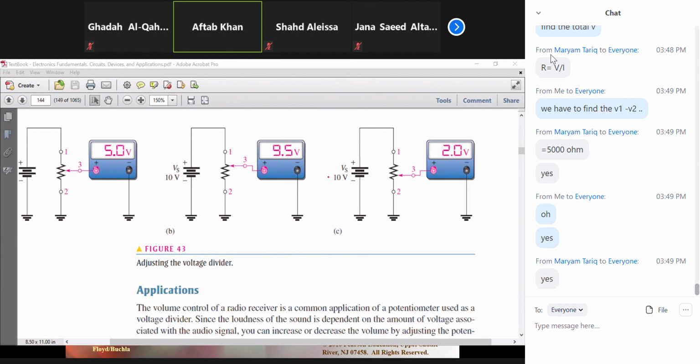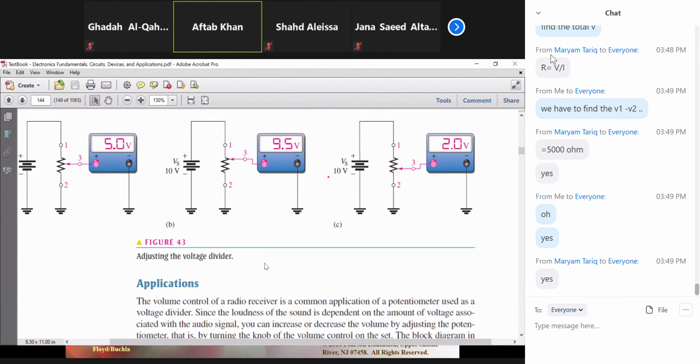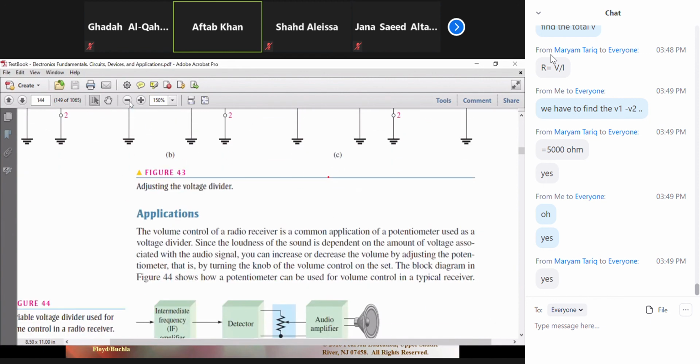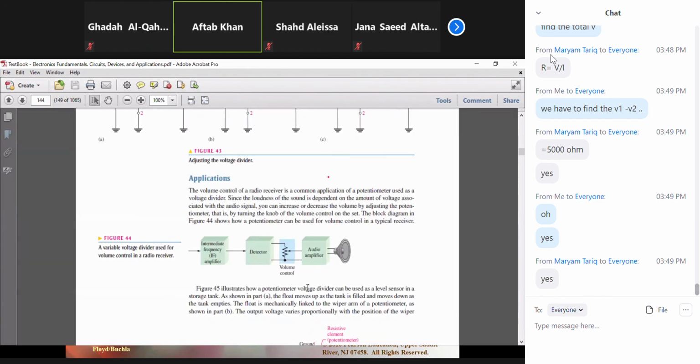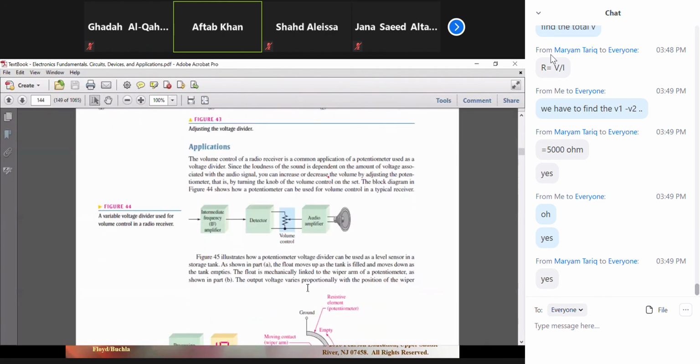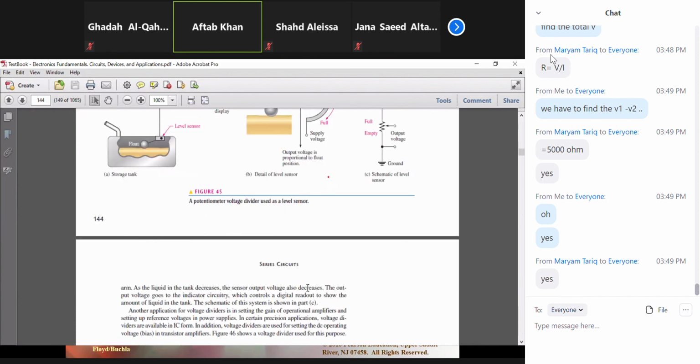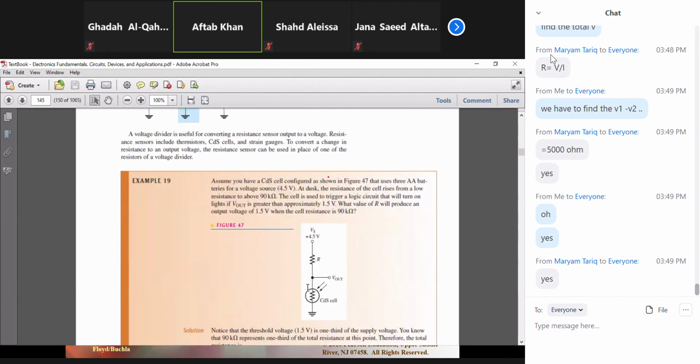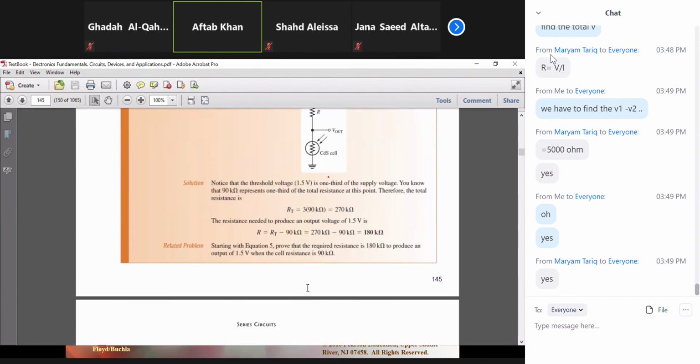Right. So they are also telling here the applications. What are the applications of this potentiometer? So the application is here. We use these here. So more detail, inshallah, you will get when you go through the book. I believe that everyone is having this book, correct?